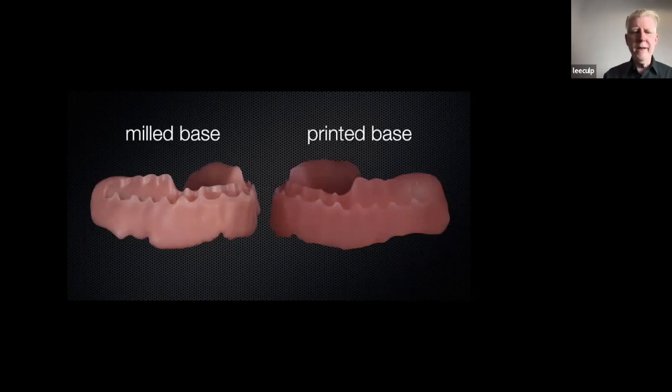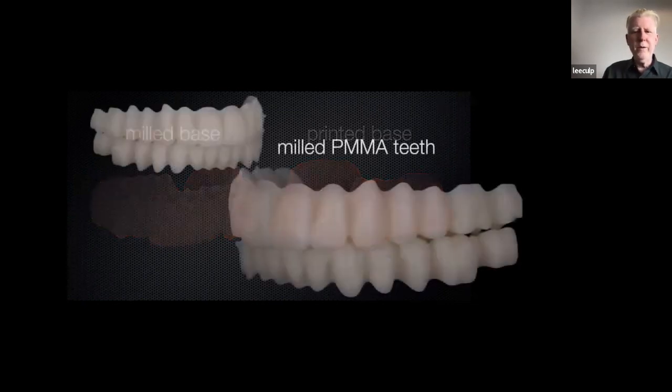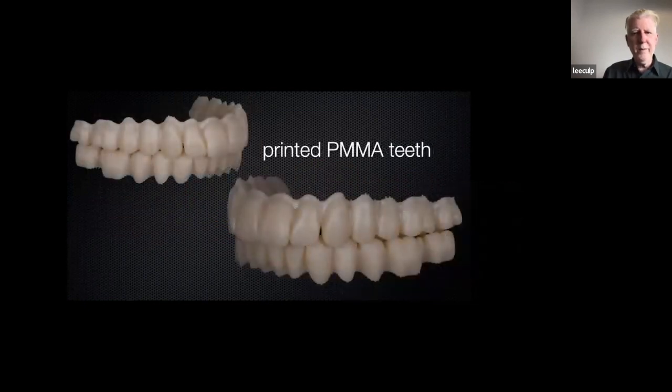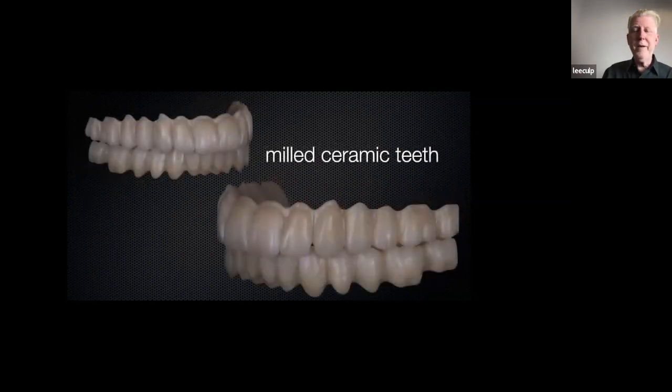So then we started looking at every option to make a denture. We've got a milled base and we've got a printed base. Now, what can we do with those? We can mill PMMA teeth. We can print PMMA teeth. We can mill ceramic teeth. Somebody was asking earlier, can you make your teeth out of Emax and bond them in? Yes, you can, but having individual teeth, the likelihood of them popping back out would be fairly high.